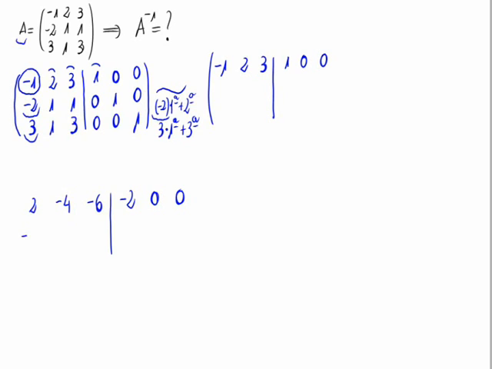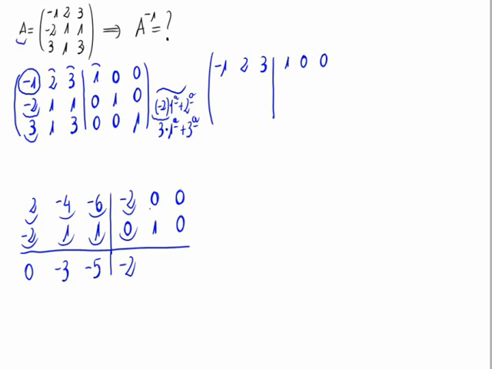Now we copy the second row underneath: -2, 1, 1, 0, 1, 0. And we add: 2 plus -2, 0; -4 plus 1, -3; -6 plus 1, -5; -2 plus 0, -2; 0 plus 1, 1; and 0 plus 0, 0. Now we copy the results of the addition in the new second row: 0, -3, -5, -2, 1, 0.